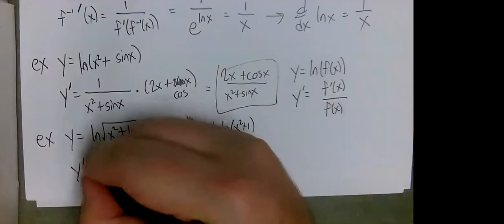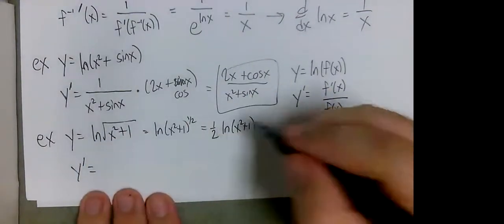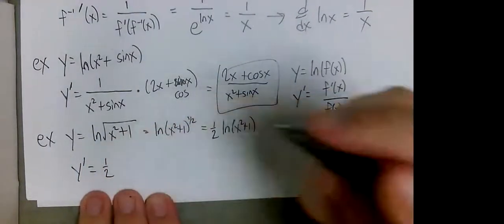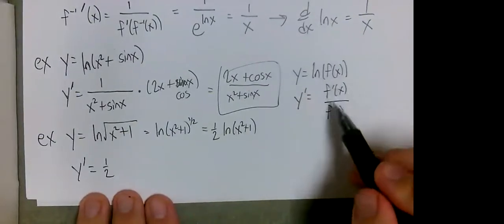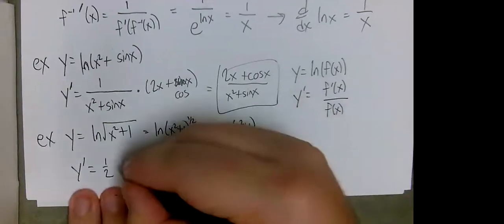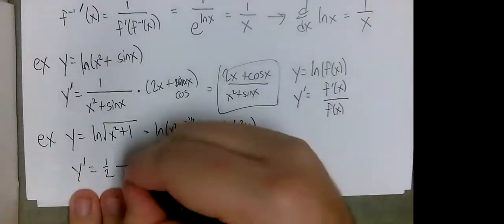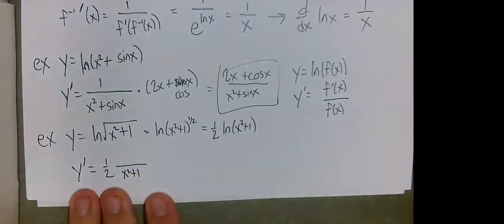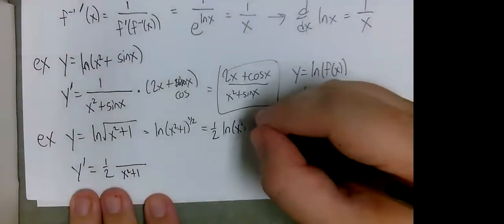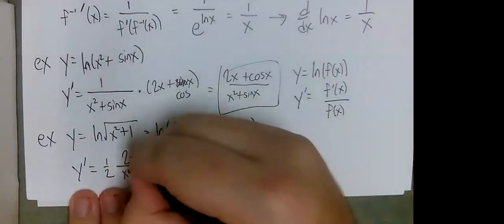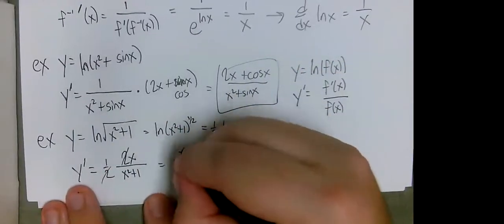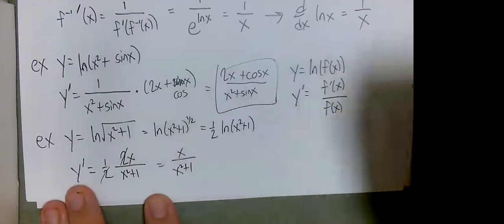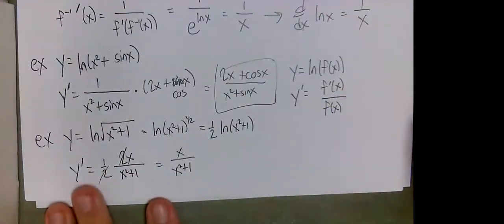Because now, when I want to do y prime, I'm going to have the 1/2 here because it's a constant. And then I have the derivative of ln of something. So we just saw how to do that. I have on my bottom my original thing that was plugged into the log. And on the top, I have the derivative of what's in here, which is 2x. And these twos can cancel, actually. So we have x over x squared plus 1 here as our derivative.